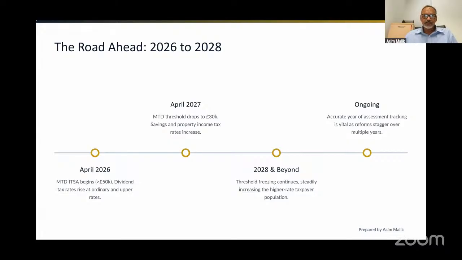MTD, which is a big theme for this year, is triggered on income over £50,000. Not all income, but certain types of income, started in April 26. Next year that limit is going to go down to 30,000.